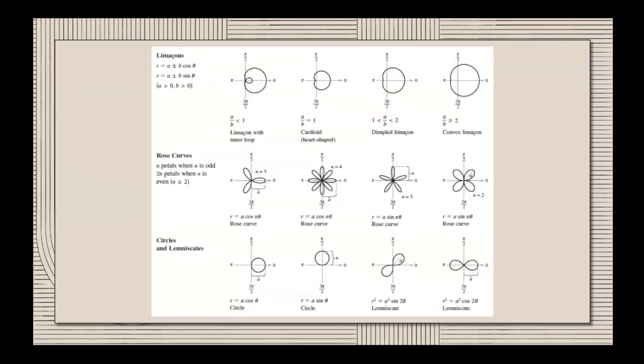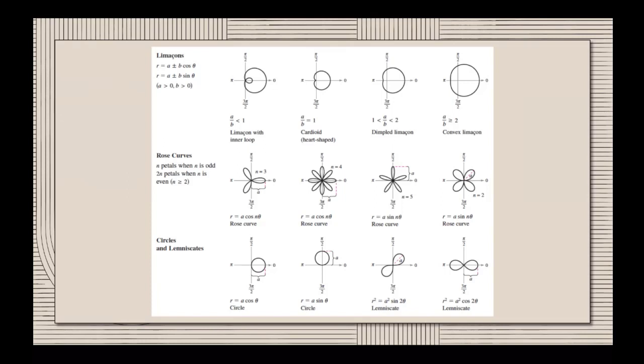And these are examples of different types of polar graphs. Limaçons are going to be with equations that look like r equals a plus or minus b cosine theta, or r equals a plus or minus b sine theta. And so if your a over b is less than 1, you're going to have a loop. If your a over b equals 1, you're just going to have a heart-shaped one, and then so on and so forth based on your a over b ratio.